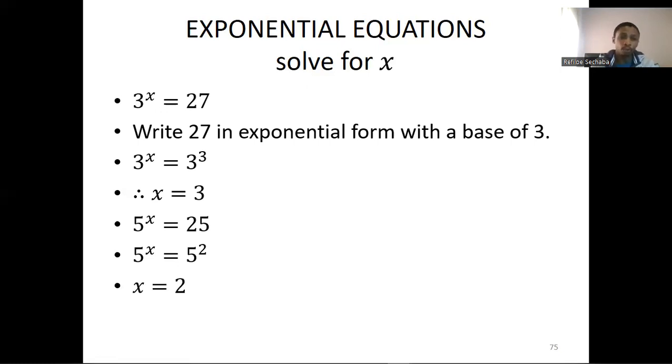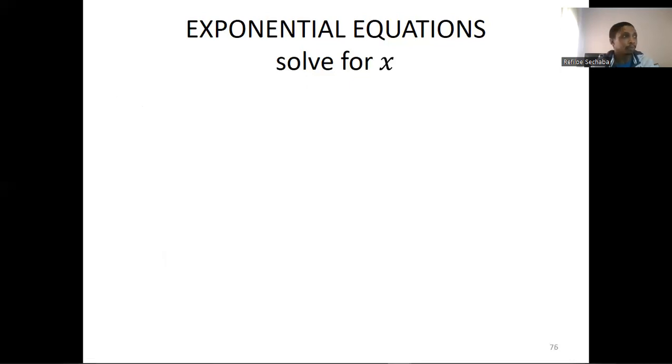Please note that x has to be equal to 2 for the left-hand side to be equal to the right-hand side because the bases are the same. Let's say x was 3. On the left-hand side, you're going to have 5 to the exponent of 3, and on the right-hand side, you're going to have 5 to the exponent of 2, meaning that you're going to have 125 is equal to 25. So they are not equal. Hence, we follow the principle that if the bases are the same, the exponents must also be the same for the left-hand side to be equal to the right-hand side, okay?